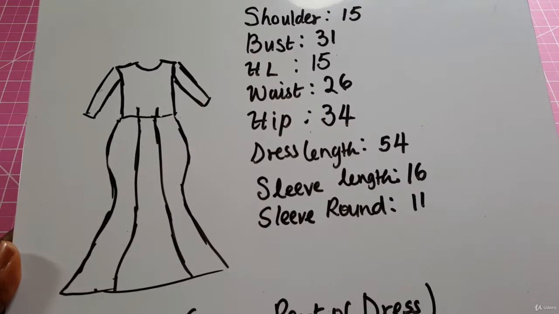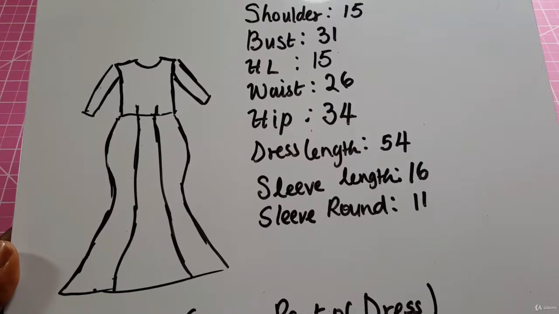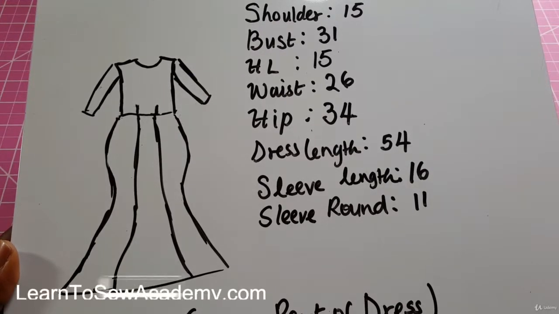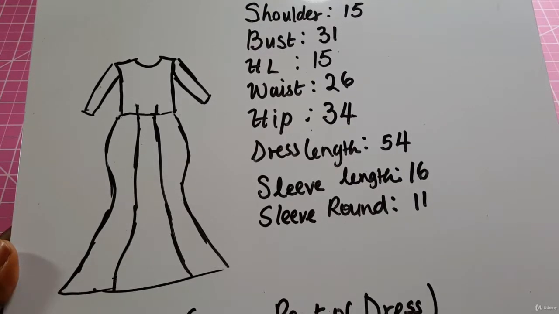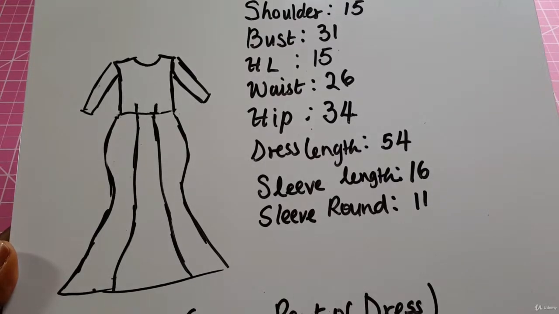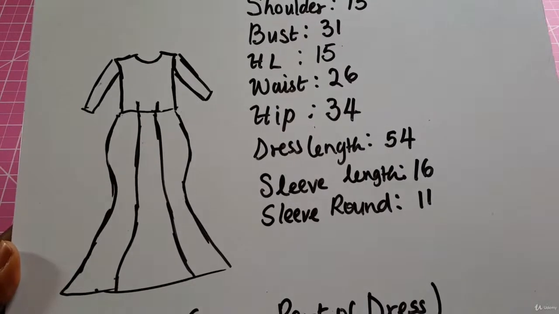For this sample dress, we're going to be working with these dimensions: shoulder 15, bust 31, half length 15, waist 26, hip 34, dress length 54, sleeve length 16, and the sleeve round is 11.